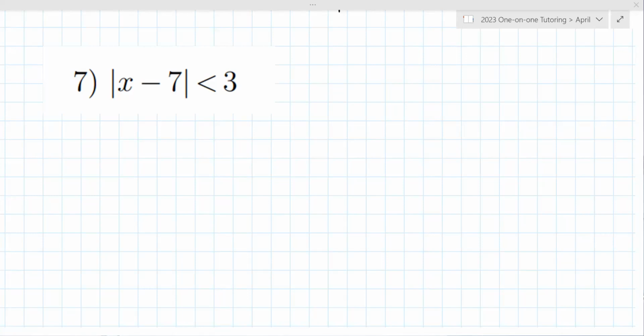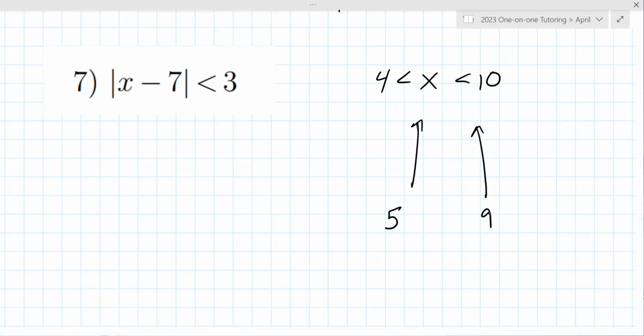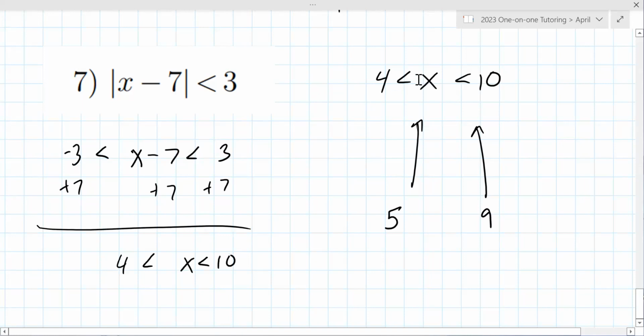Oh, wait. 4 is less than x less than 10. Like this. Yeah. So let's just say we wanted to try 5. We think 5 works, right? Okay. And maybe pick 9. This isn't a full-blown check. It's like, well, maybe it works, but you can always try some of these answers back in the original, just to give you some confidence. It is very much the same as what we've been doing here. You rewrite it, you add 7, and you got it. 4 less than x less than 10. Okay. All right. Yep.